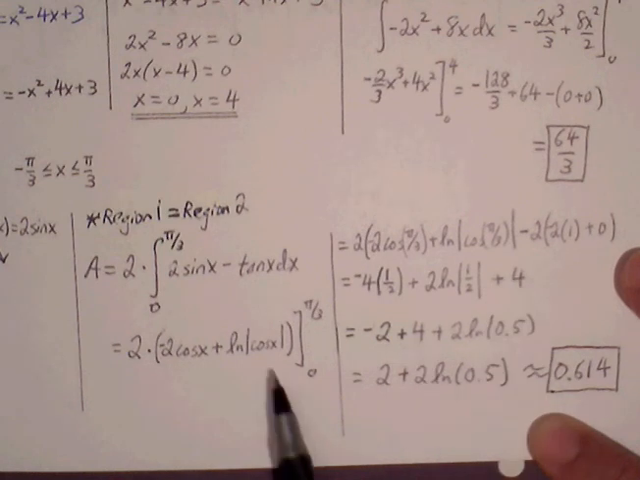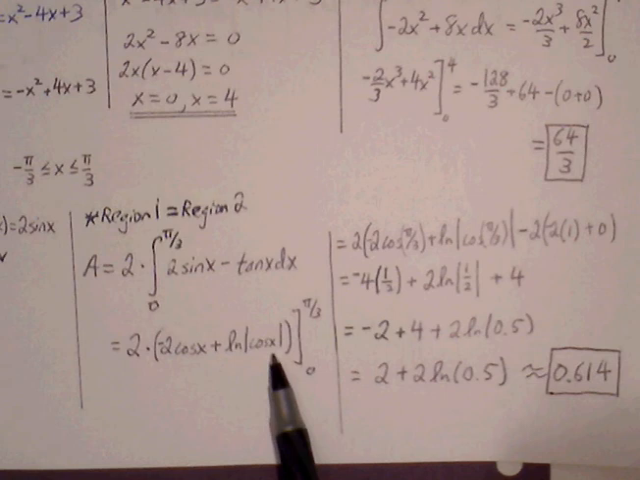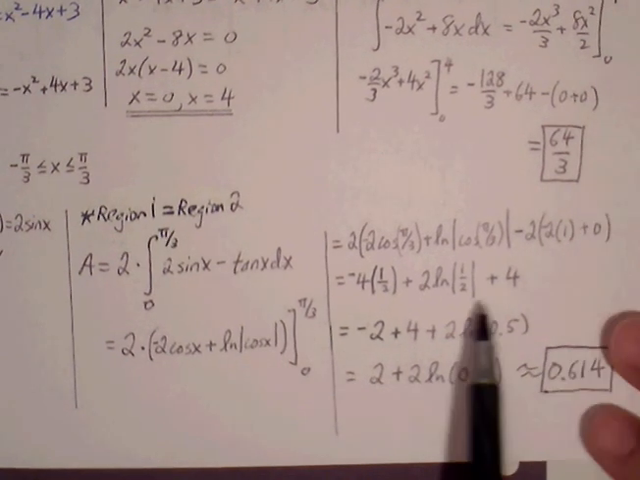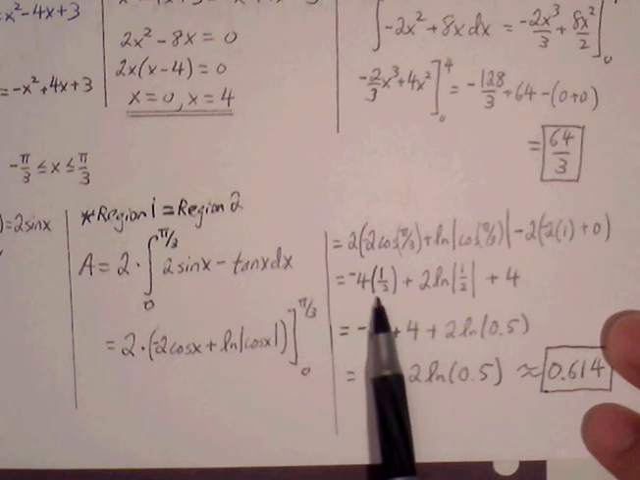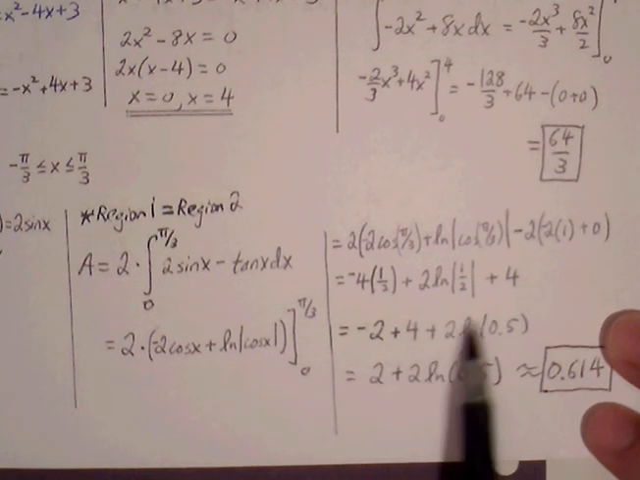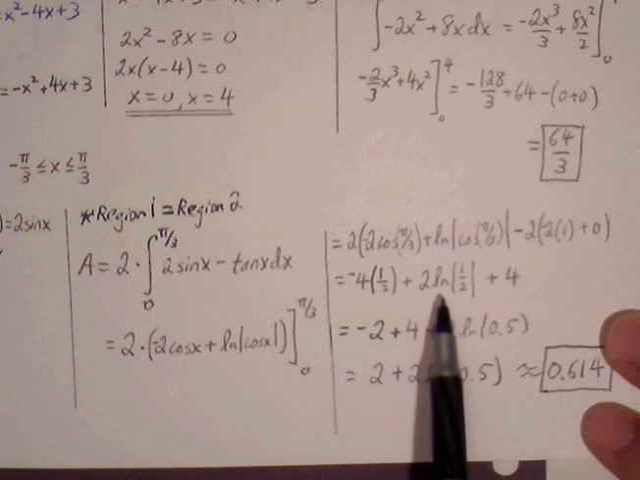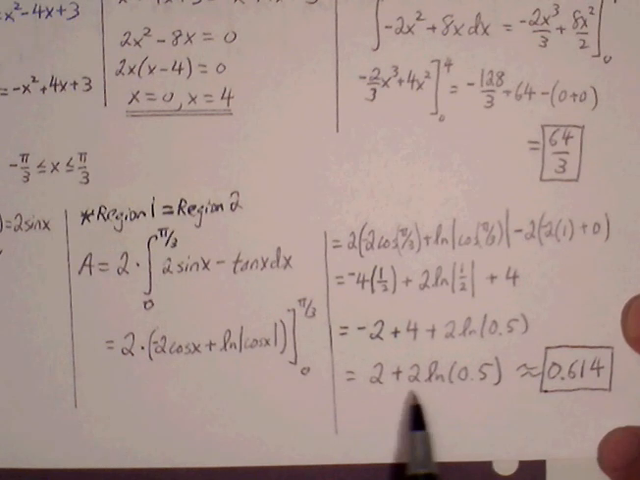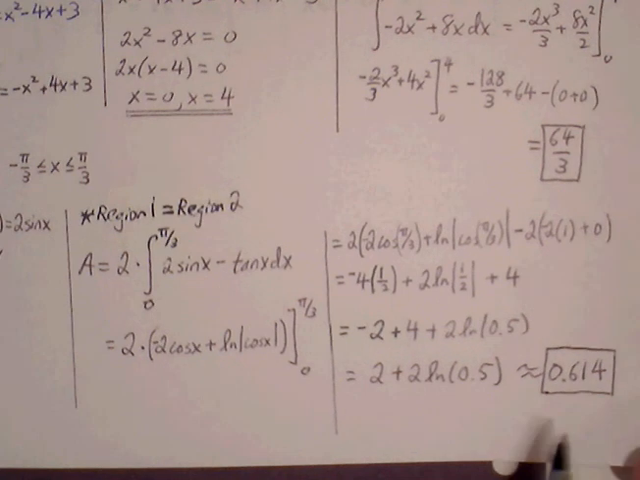Plug in 0 in for x here, and cosine of 0 is 1. Natural log of 1 will be 0, so that will remain 0. And then we just combine here. We get a negative 2 plus 4, which is positive 2. And then the 2 natural log of 0.5, we can plug in our calculator to be a decimal value plus 2. We get 0.614.